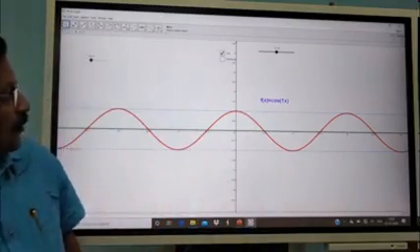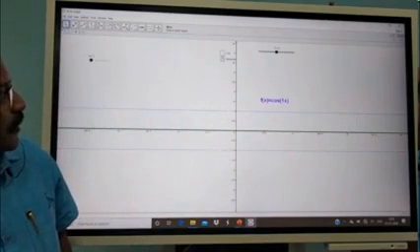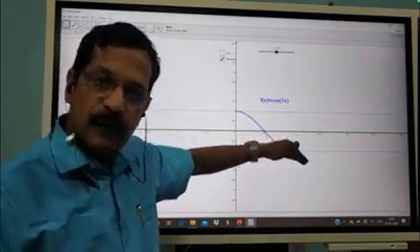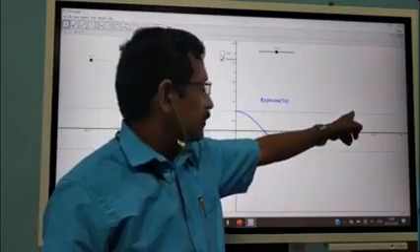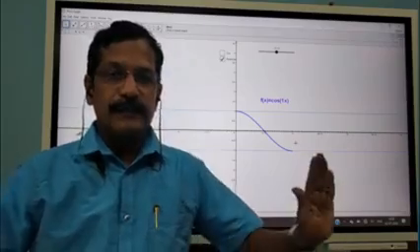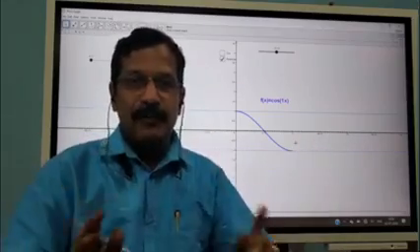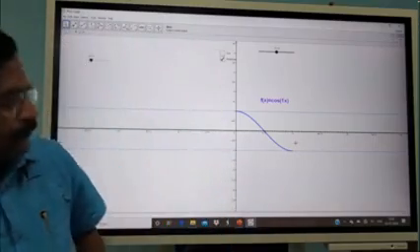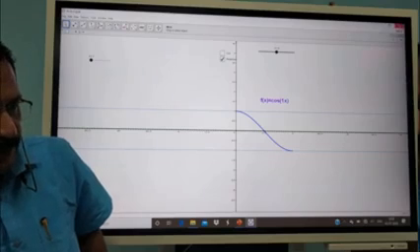I will show you the restricted branches. This is one of the restricted branches. In this branch, it is 1-1 and onto, and again, if you take this branch, again it is 1-1 and onto. So in that way, we can restrict the domain to make the function 1-1 and onto, hence invertible. I am closing this GeoGebra.